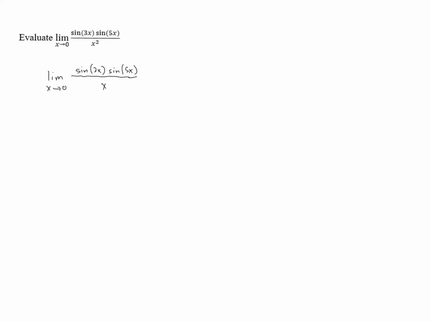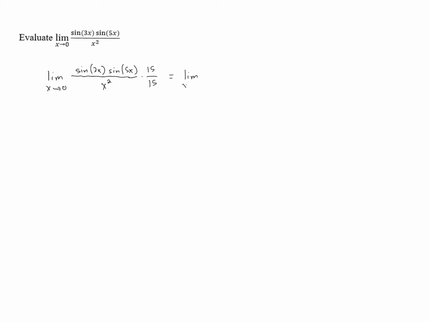And so we're going to want to have in the denominator a 3x and a 5x so that we can have both of those be sine of something over the same thing. So because we're going to need a 3 and a 5 in the denominator, we're going to multiply the top and bottom by 15, which is 3 times 5. And then we're going to do some rearranging.